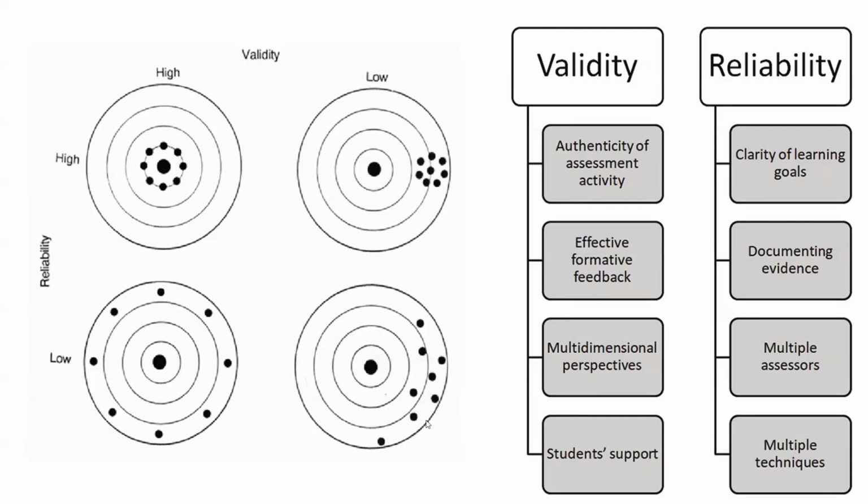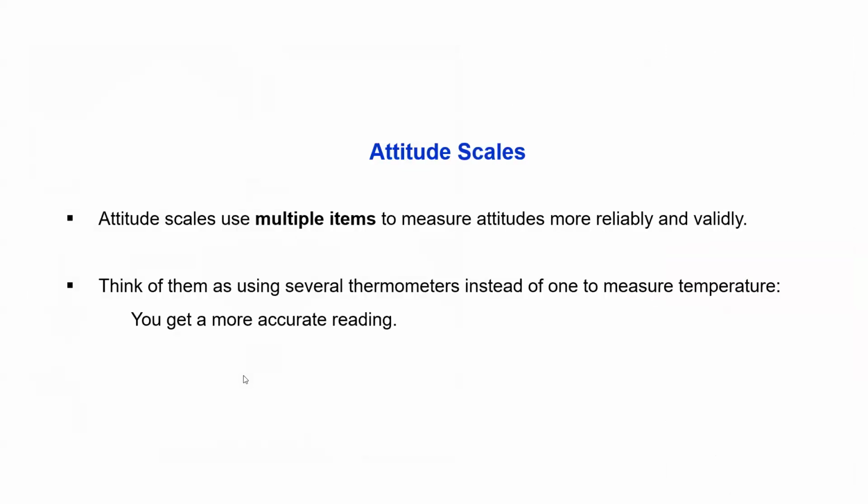This picture illustrates low reliability and low validity. You can compare it here. So, attitude scales use multiple items. Now, so far we discussed the single item. Now we are going to discuss attitude scales, which use multiple items to measure attitudes more reliably and validly.